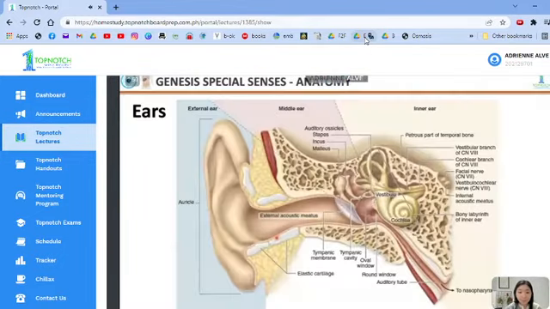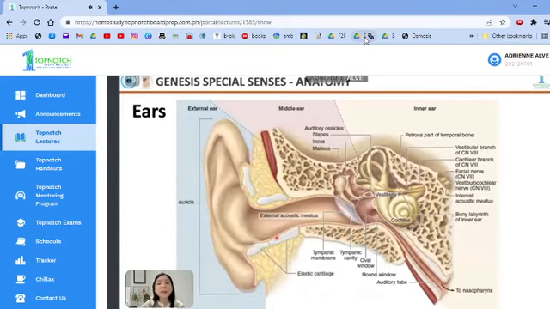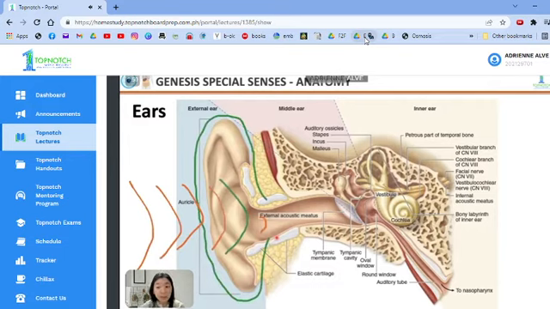Let's move on to hearing. Let's talk about the ears. Now, the ear mediates both hearing and equilibrium. The ear consists of three major parts. The external ear, which receives sound waves.